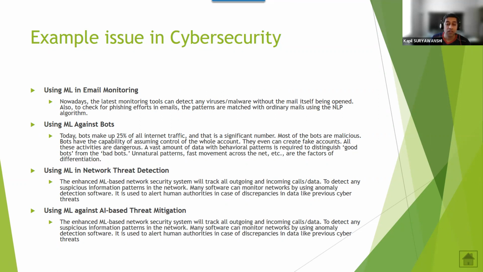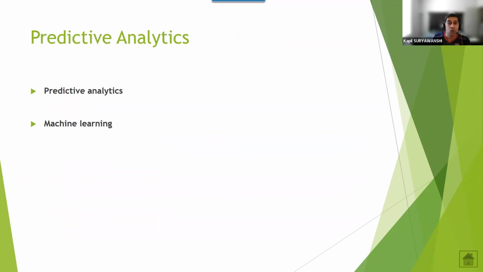Now, when these programs find a new way, we as administrators, or as a company organization, should be in a position to quickly react to it and block such behavior. So machine learning is used to alert human authorities in case of discrepancy in the data, like some previous threat, so they would safeguard us. So it's basically AI against AI. They're fighting each other now.